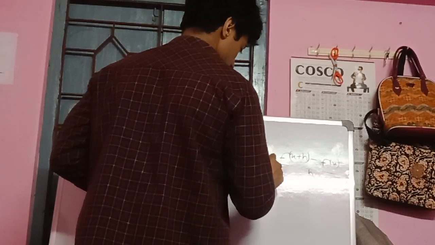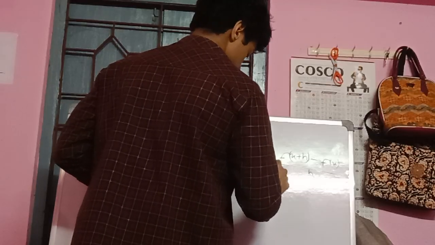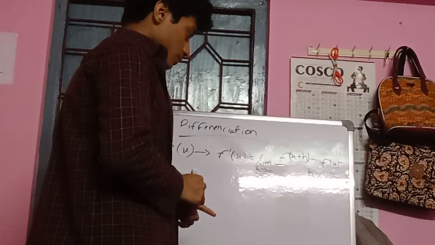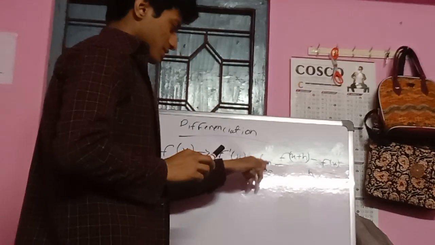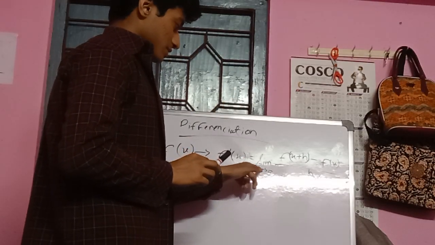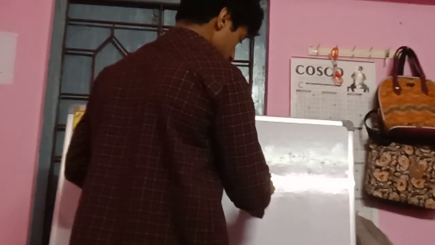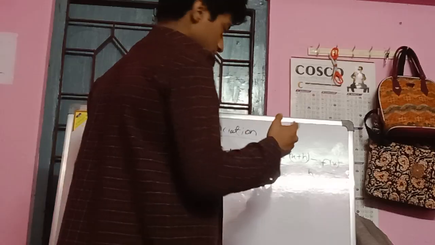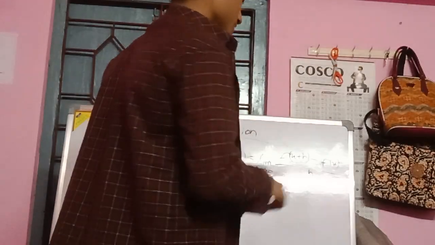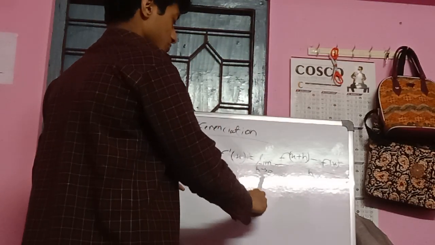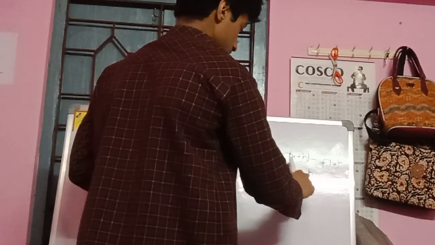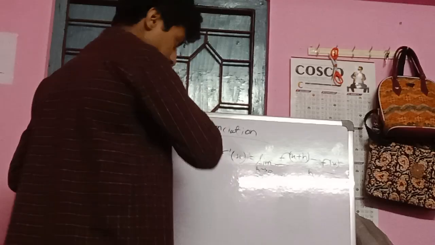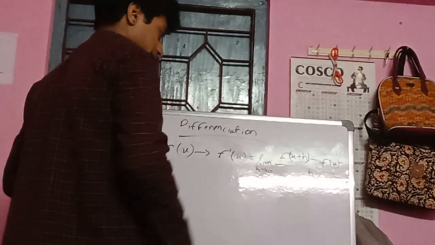I am not going to get into the depth of the topic of limits. Just remember what I have written. This is pronounced as limit as h tends to 0, or you can say as h approaches 0, of f of x plus h minus f of x, divided by h. You can say it like that.